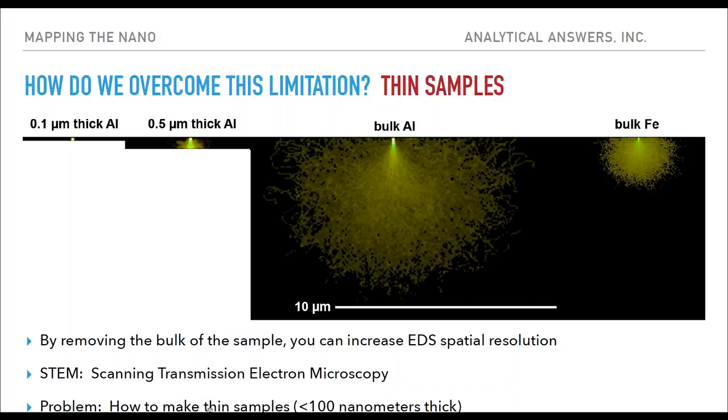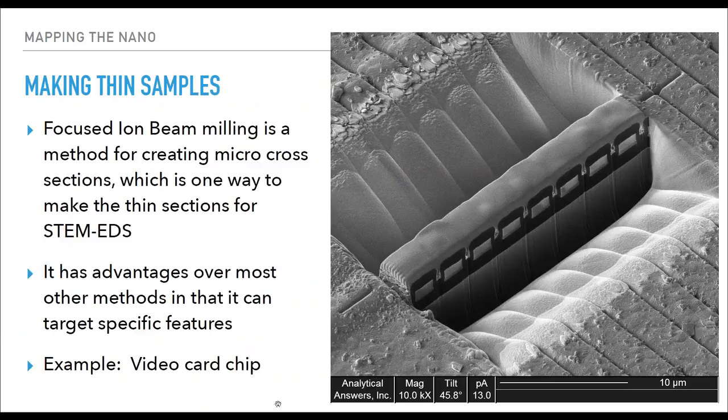So how do you make these thin samples? Well, there are many different ways to make these thin samples, but the way that we do it here at Analytical Answers, for the most part, is to use focused ion beam milling. And that's a technique which uses a gallium ion beam to erode material in a very specific way to make very delicate cross sections.